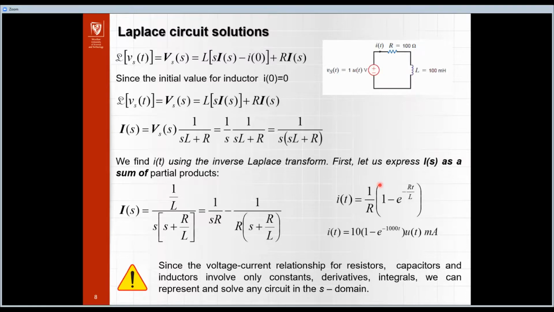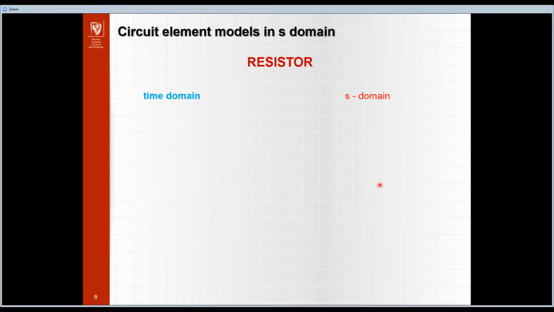Okay, and we must remember that since the voltage-current relationships for resistors, capacitors, and inductors involve only constants, derivatives, and integrals, we can represent and solve any circuit in the S domain. Okay, now I show you how we can represent the circuit element models in the S domain.